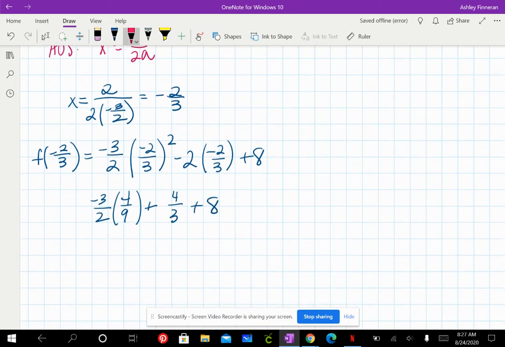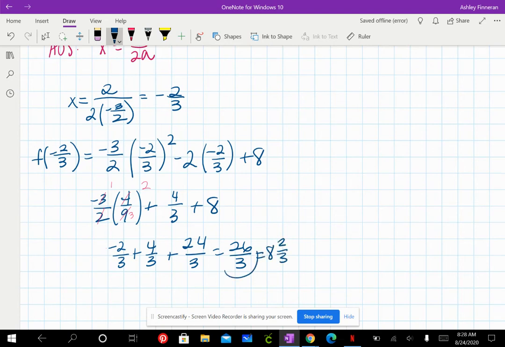I would cross cancel, so this would become 1, that would become a 2, this would become a 1, this would become a 3. So then I have negative 2/3 plus 4/3. And then because those are both thirds, I would change 8 into thirds. What divided by 3 is 8? 24 divided by 3 is 8. And then negative 2 plus 4 is 2, plus 24 is 26 thirds. And that's the same thing as 8 and 2/3.